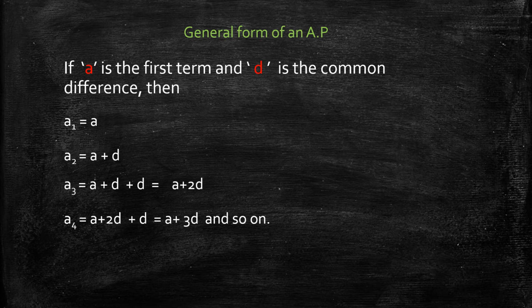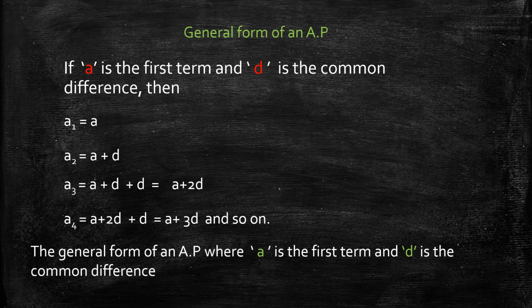And it goes on. Right. So the general form of an AP where a is the first term and d is the common difference is given as a, a plus d, a plus 2d, a plus 3d, and so on. Understood? Understood the general form of an AP? Children, let us solve a few sums based on the concepts learnt in this session. We will start with the second main now and solve the first main later.